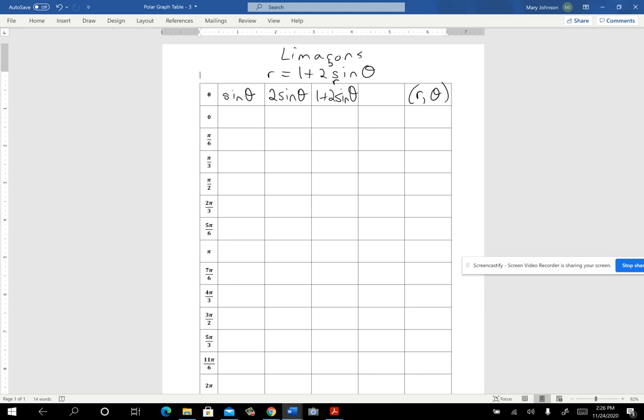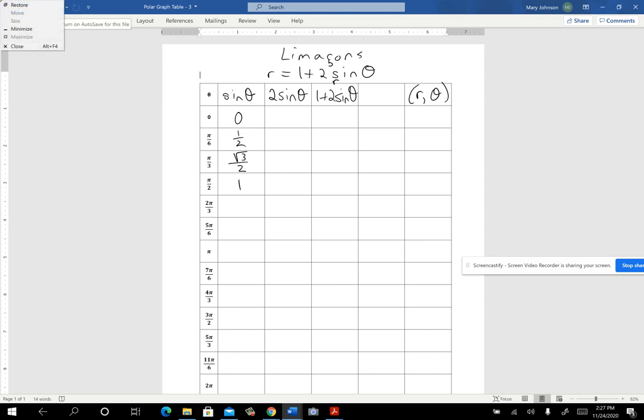So for instance, you know sine theta. I'm just going to do maybe up through pi, and then I'll show you the finished product. The sine of 0 would be 0. The sine of pi over 6 would be 1/2. Sine of pi over 3 would be square root of 3 over 2. Sine of pi over 2 is 1.